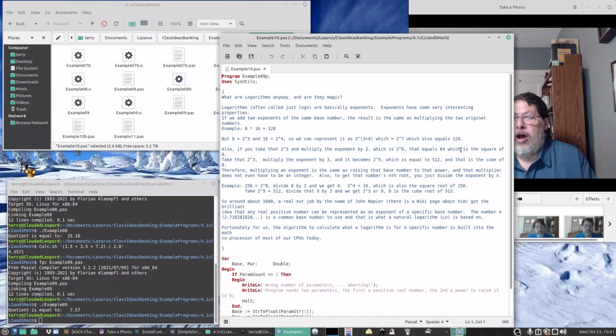Square roots. The square root of, let's say, 25 is 25 raised to the 1/2, which is 5. If you take the cube root, you divide by 3.